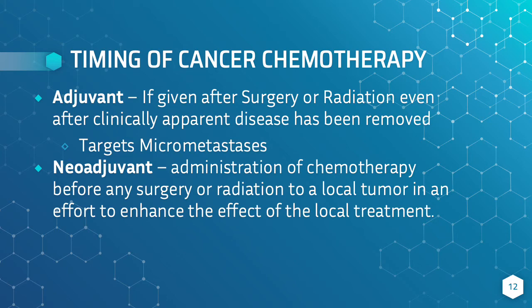Neoadjuvant chemotherapy, on the other hand, is the administration of chemotherapy before any surgery or radiation to a local tumor in an effort to enhance the effect of the local treatment. An example of neoadjuvant chemotherapy is in breast cancer, wherein chemotherapy is first administered to stage 3 breast cancers in order for the tumor to shrink in size before surgery is done.